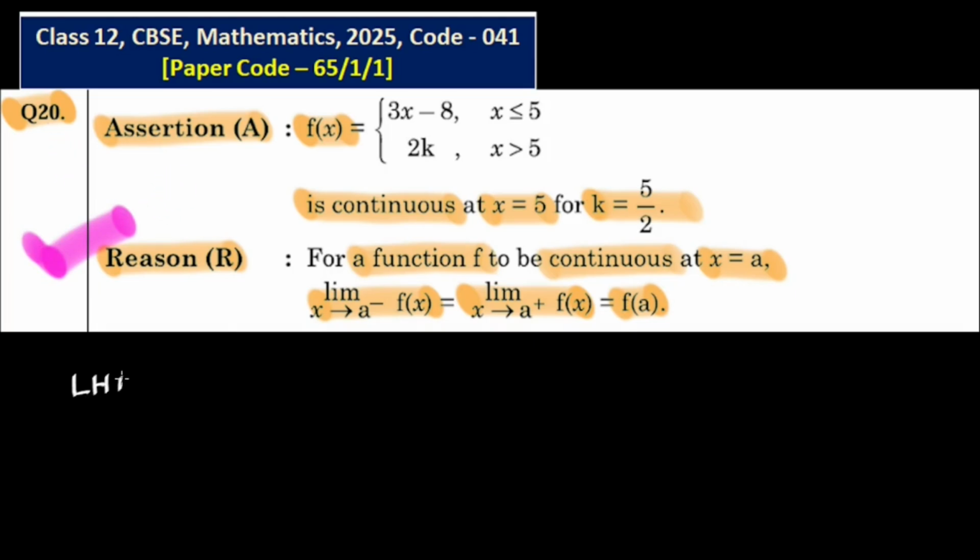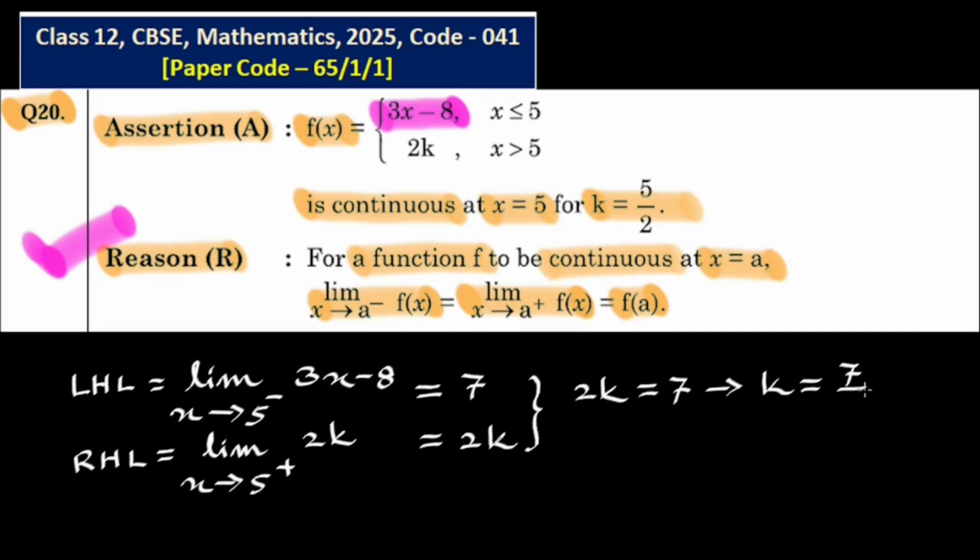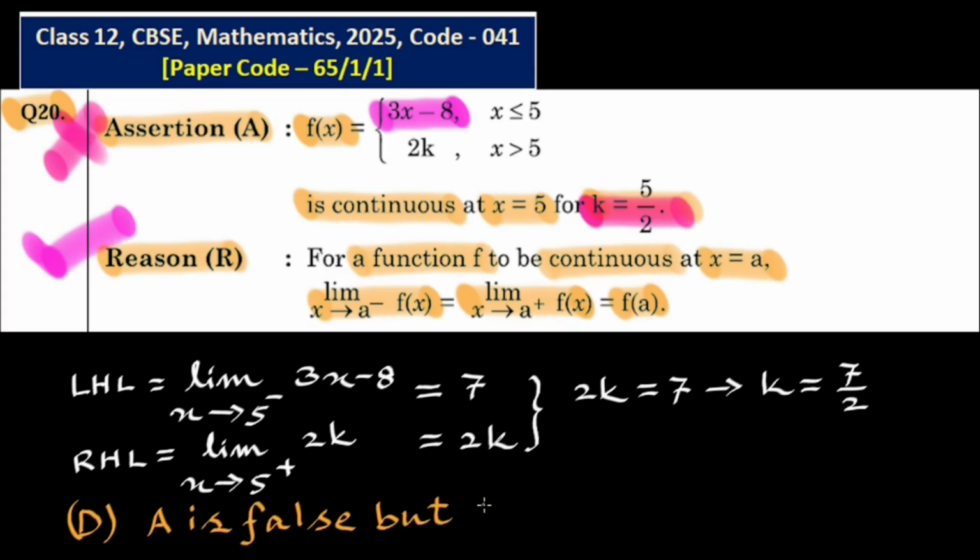Here the left hand limit as x tends to 5 negative of 3x minus 8 is 15 minus 8, 7. The right hand limit as x tends to 5 positive of 2k is 2k. Now for this limit to exist, the left hand limit should be equal to the right hand limit. 2k should be 7, k should be 7 upon 2, but here k is given to be 5 upon 2. Therefore assertion A is false. Hence the correct answer is option D. A is false but R is true.